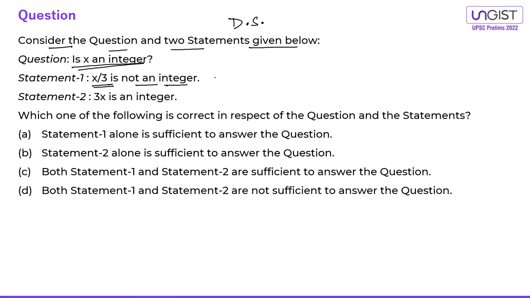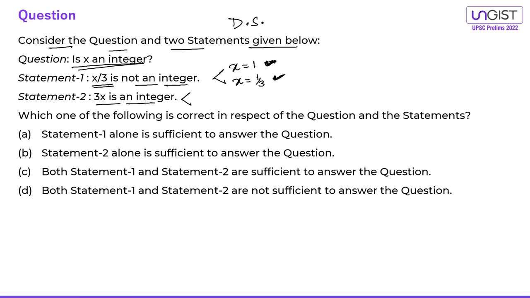So if we assume x is equal to 1, then 1 by 3 is not an integer. And if we assume x as 1 by 3, then x by 3 won't be an integer either. So x can be an integer or x can be a non-integer for the first statement. I repeat, x can be an integer and x can be a non-integer according to the first statement. Fine. Now talk about the second statement.